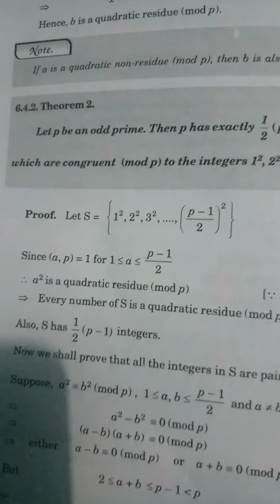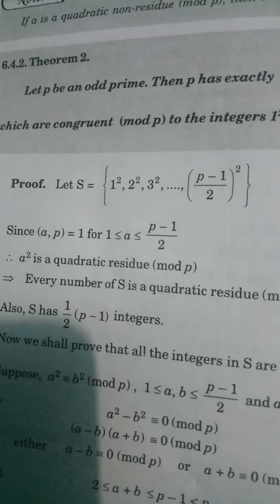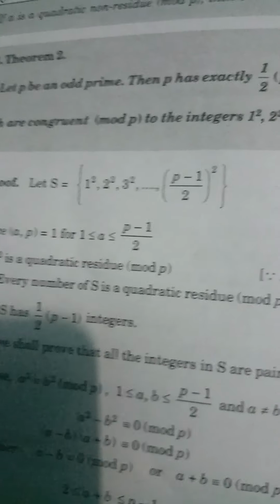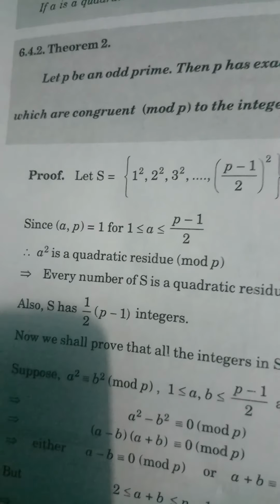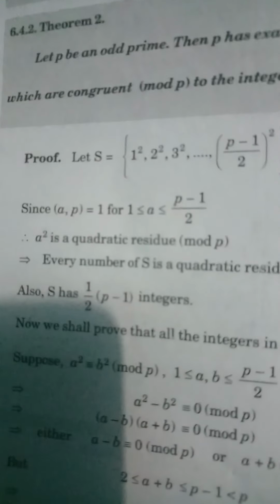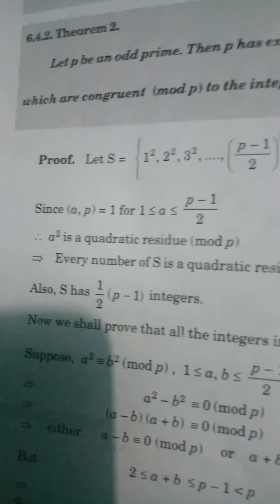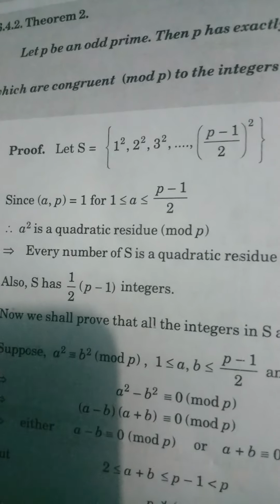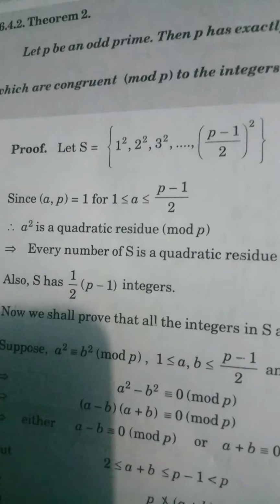हाँ दिया हुआ. Let P be an odd prime. Since A and P are co-prime for 1 less than equal to A less than equal to P minus 1 by 2. Therefore A square is a quadratic residue mod P. इसलिए क्या हुआ है, therefore A square is a quadratic residue mod P.